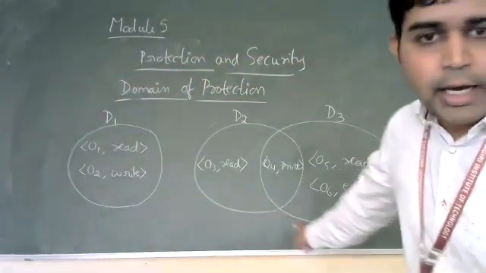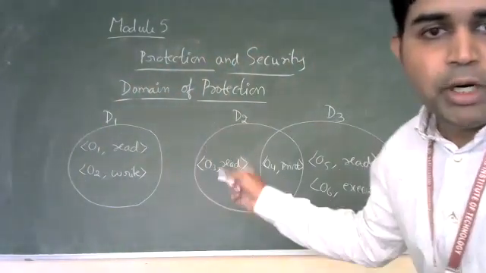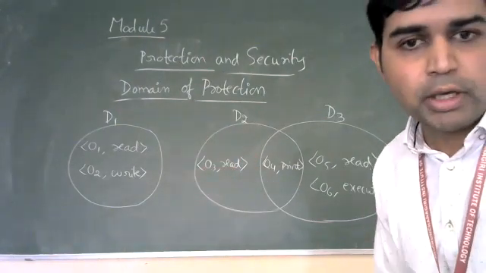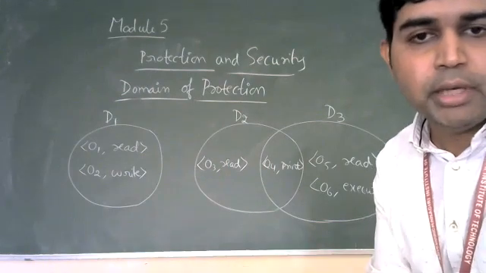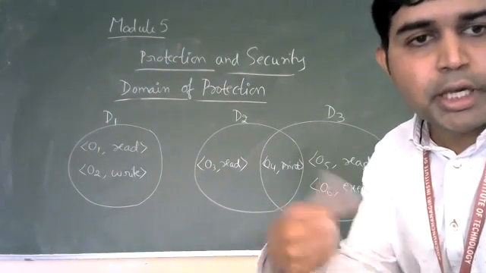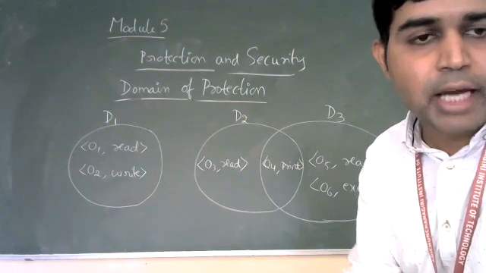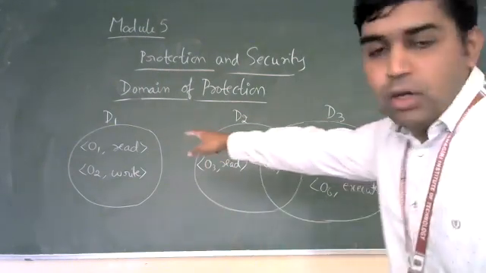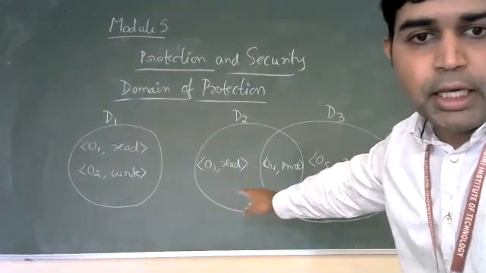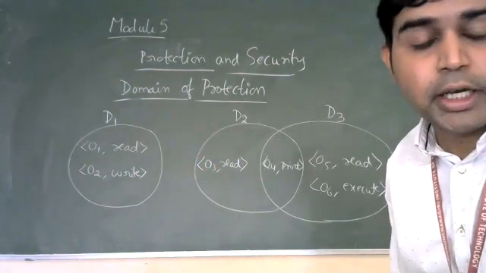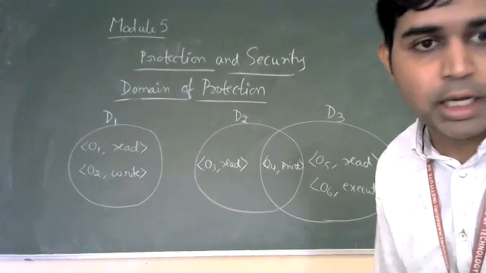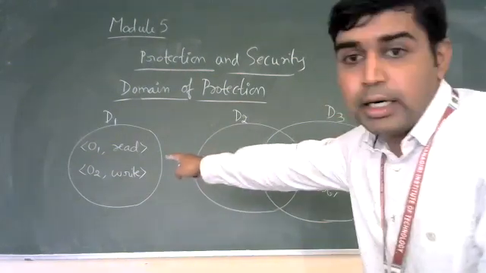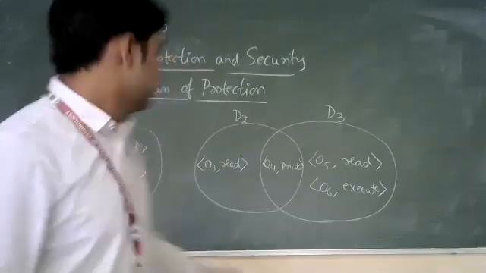Observe the diagrams I have written. D1, D2, D3 indicate domains. I told you domains can be a user, a process, or a function. Next, O1, O2, O3, O4, O5, all these are called the objects in the curriculum. Clear with that?